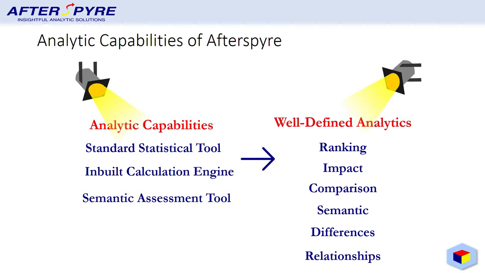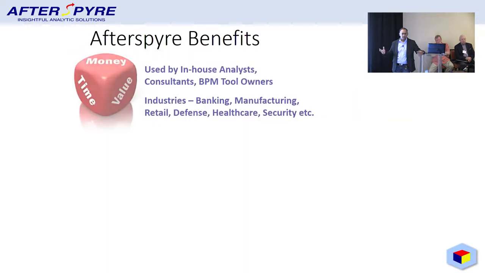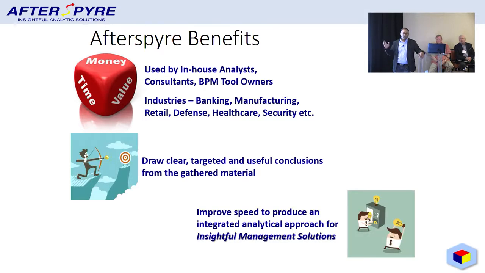demo some of this. Some of the key benefits of Afterspyre, like I mentioned, was to leverage the semantics trapped in other tools such as Excel, architecture tools, BPM tools. You have a combination of qualitative and quantitative insight and it gives you alternate solutions. You could also link subjective and objective attributes to your problem areas. Now, Afterspyre is a beta product, okay, but it's used by consultants, BPM tool owners. We've touched industries like banking, manufacturing, retail, defense, healthcare, security.